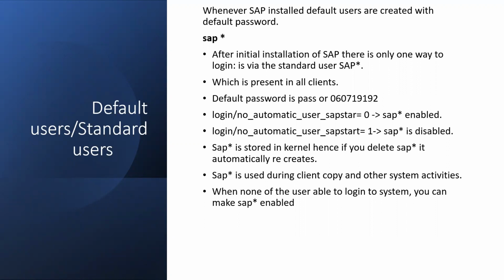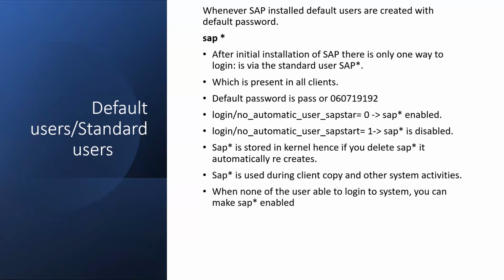So let us discuss SAP*. SAP* is a standard user which by default comes with SAP. After installation of SAP, we can use this SAP* user ID, which is present in all the clients, that is 000, 001, 066 and all the business clients, with the standard password pass, or you can use 06071992. Okay, so this we can use.